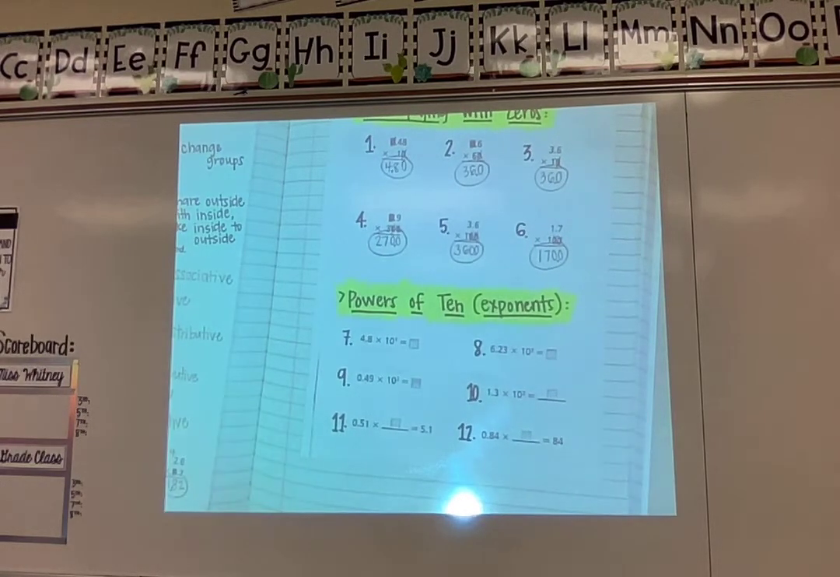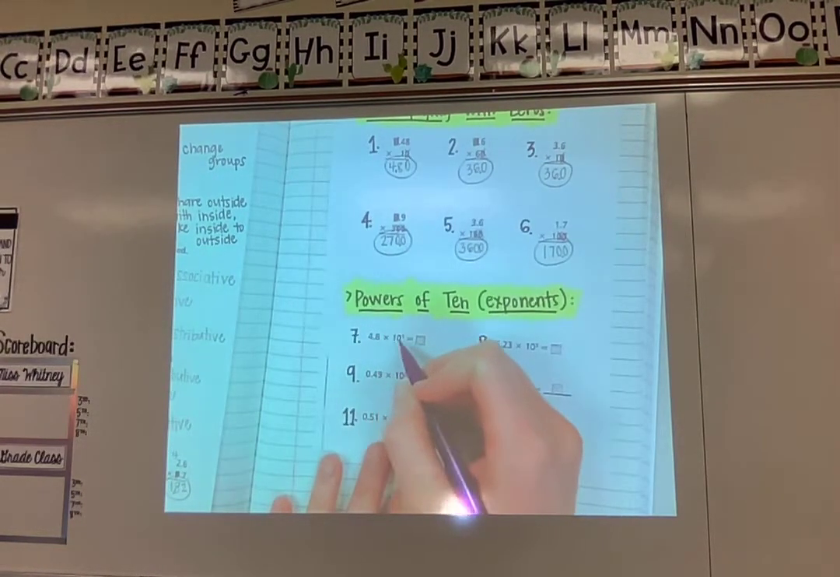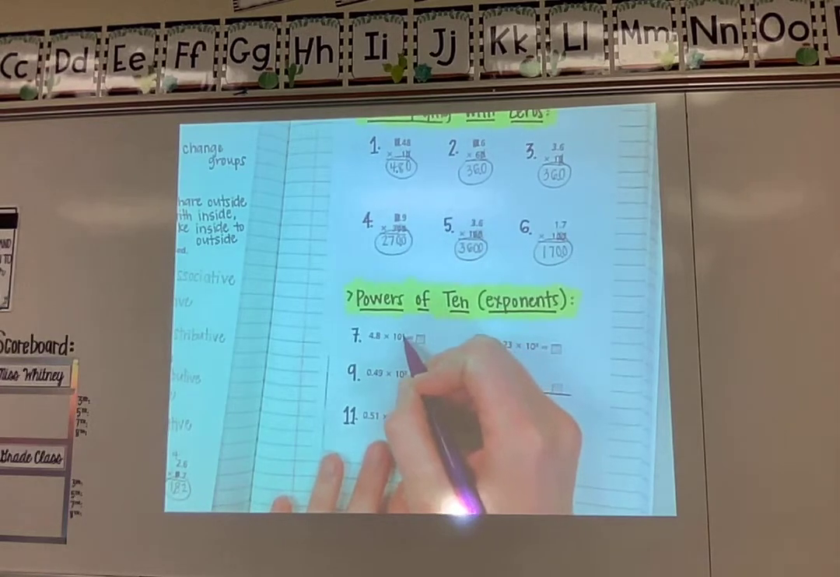Remember, we talked about powers of 10 and those little tiny numbers called exponents at the very beginning of Unit 4, but it's been a while, and today we're going to use them with decimals. So let's look at number 7. It says 4.8 times 10 to the power of 1.